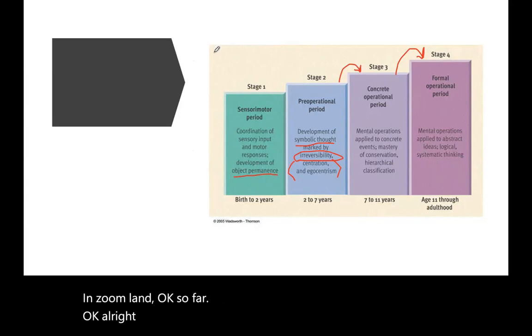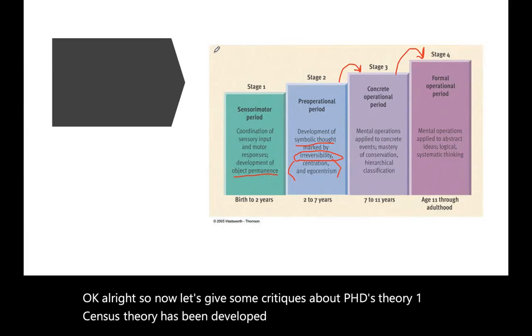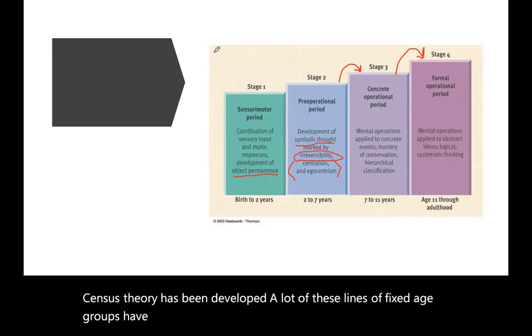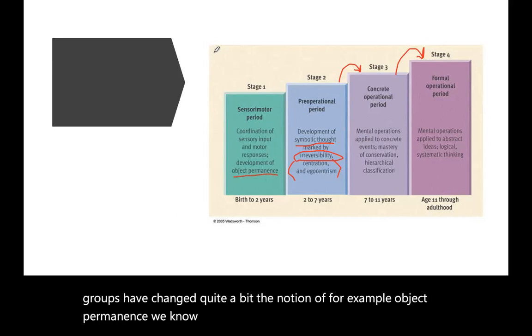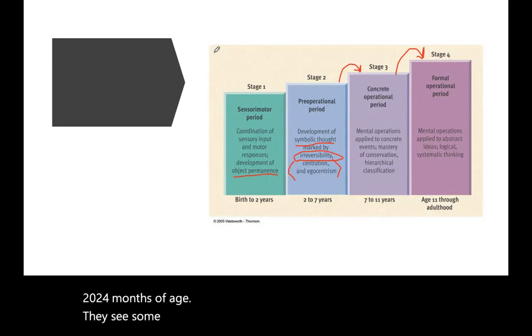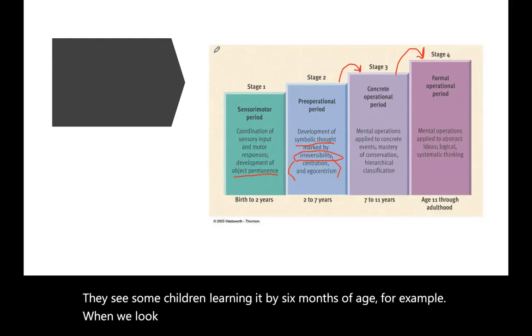All right. So now let's give some critiques about Piaget's theory. One, since his theory has been developed, a lot of these lines of fixed age groups have changed quite a bit. The notion of, for example, object permanence, we know infants can learn it much, much younger than 24 months of age. We see some children learning it by 6 months of age, for example. When we look at these other stages, we can't compare one as being more superior than the other.